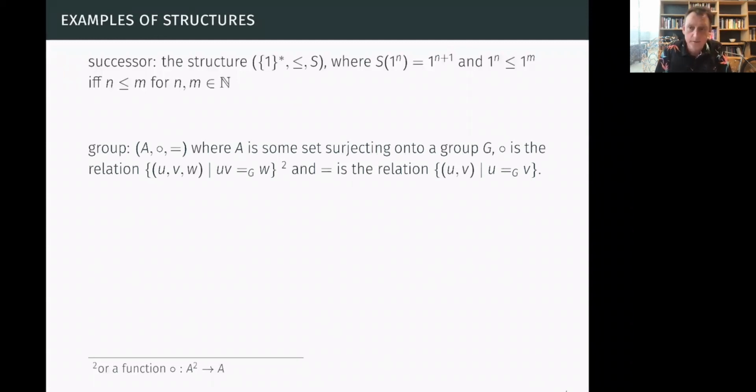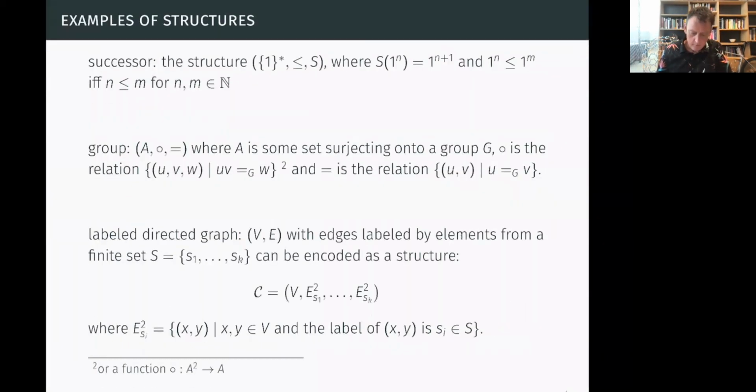Here's a group, which maybe some people here care about or not. We've got a set A. We've got this circle relation, which is a relation. So it takes 3 elements from the set A, and it will only hold if U times V equals W in the group. So that's why I called it circle. And equals is the relation that U and V are actually equal to each other. So you can represent a group like this, and A doesn't have to be in bijection with the group. It's just a surjection onto the group. So that's the way to represent a group in this bizarre kind of notation.